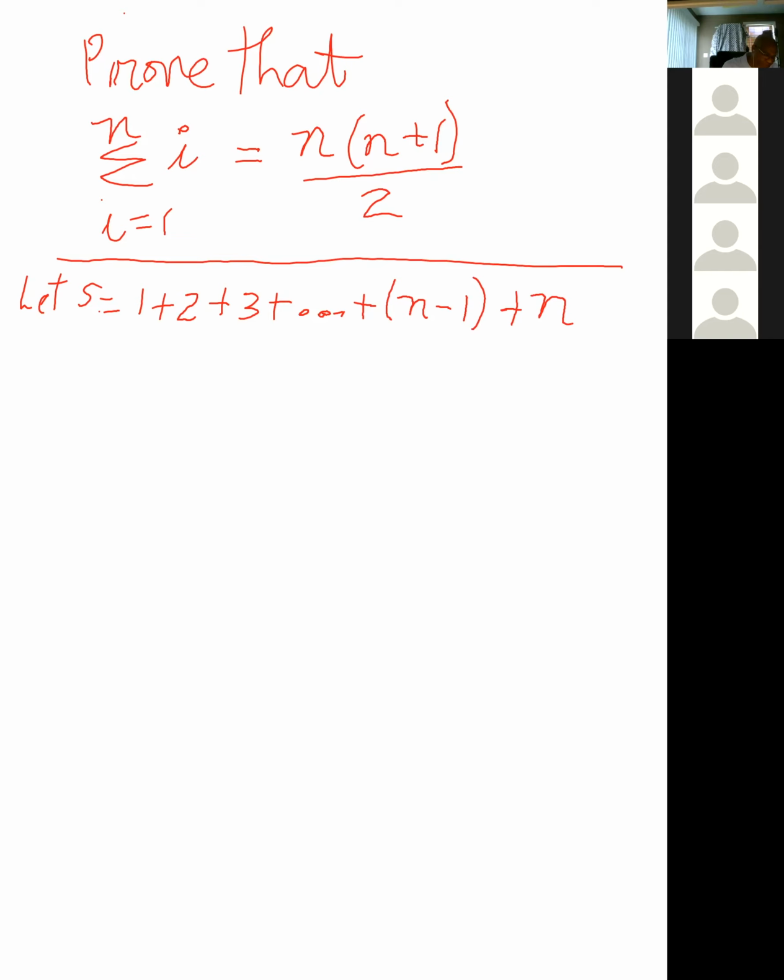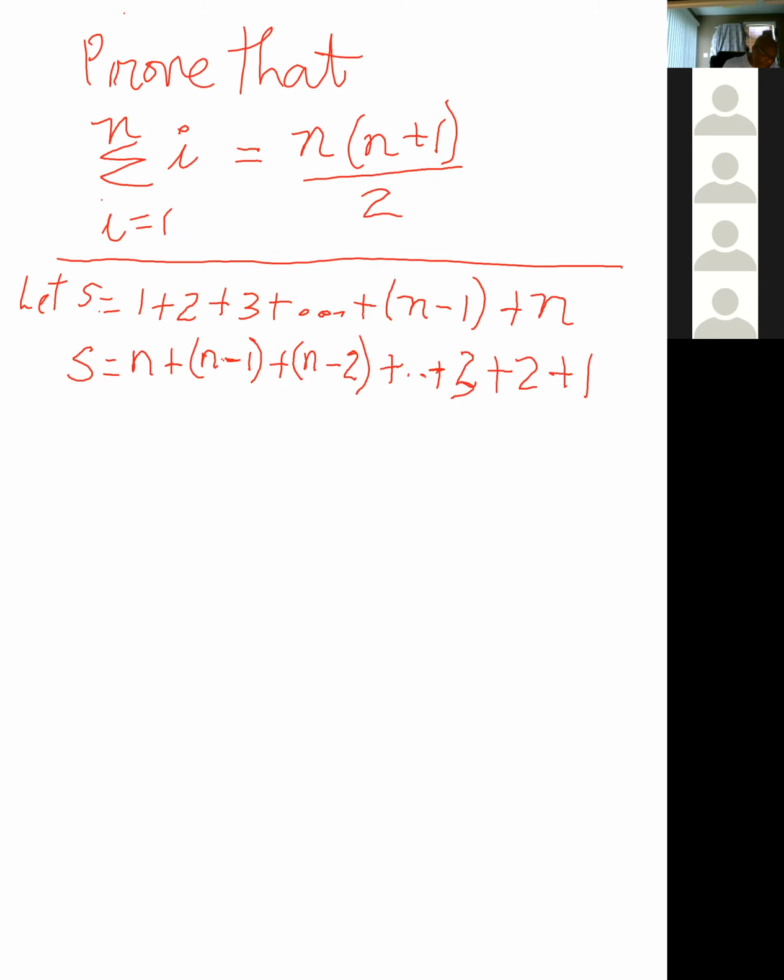Also, we know that we can reverse it. We can write it the opposite way and say S is equal to, so I'm going to write this series backwards, n plus n minus 1 plus n minus 2 plus... 3 plus 2 plus 1. So I could have written a series like this as well.